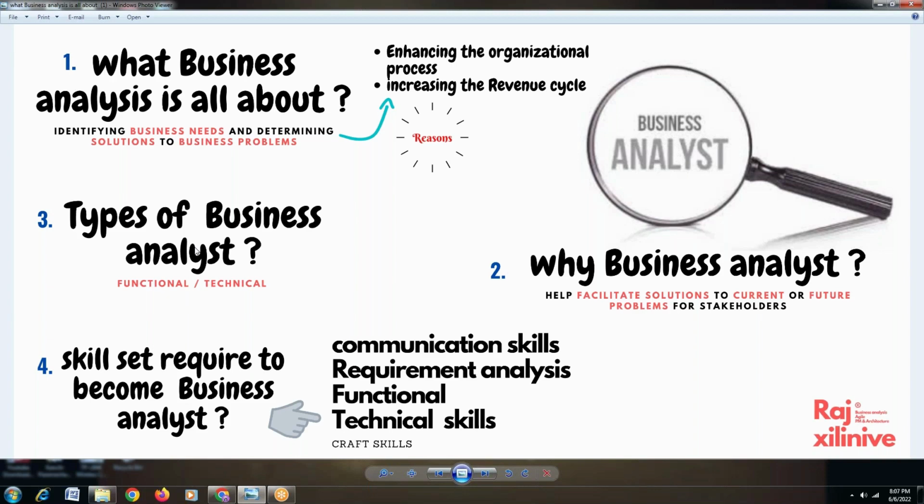This is required for two different reasons. Take any organization, and point to be noted, whatever explanation I'm giving you is a generalized explanation, which has nothing to do with any domain or technology. A business analyst is required for two different reasons: either they want to enhance the organizational performance or process, or they want to increase the revenue cycle.